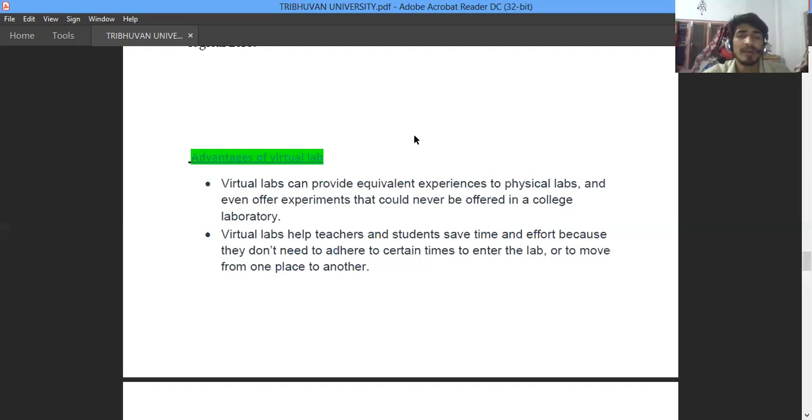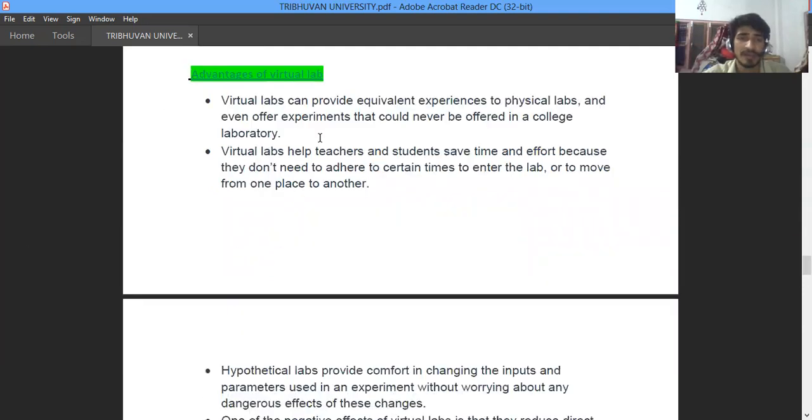These are the advantages of the virtual lab experiment. A virtual lab experiment can provide equivalent experiences to the physical labs and even offer experiments that could never be offered in the college laboratory. The virtual lab helps teachers and students save time and effort because they do not need to adhere to certain times to enter the lab or move from one place to another.